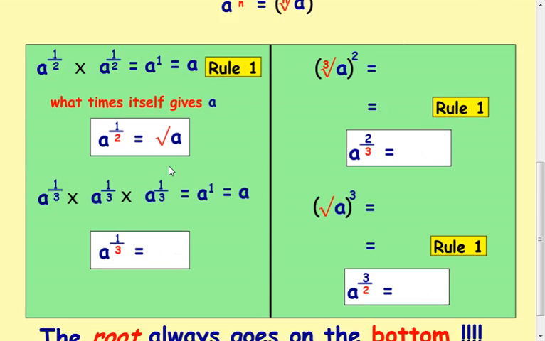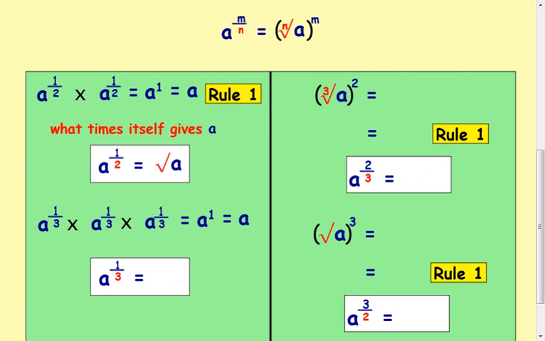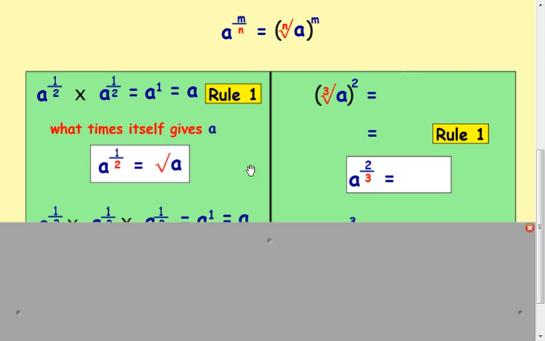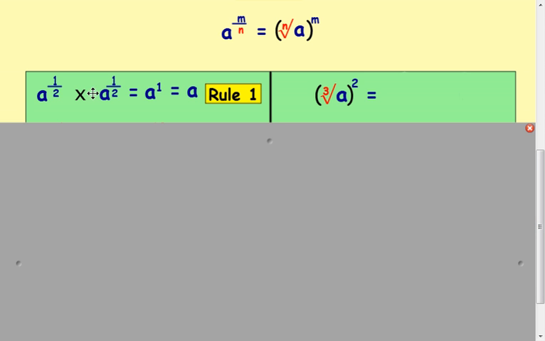Okay, so let's look at why this works. Let's look at this first example here. So we've got a to the power of half times a to the power of a half. If you look at that first, then what do you do when you times indices? Well, you add them. So a half plus a half gives you 1. So a to the power of 1 is just a.